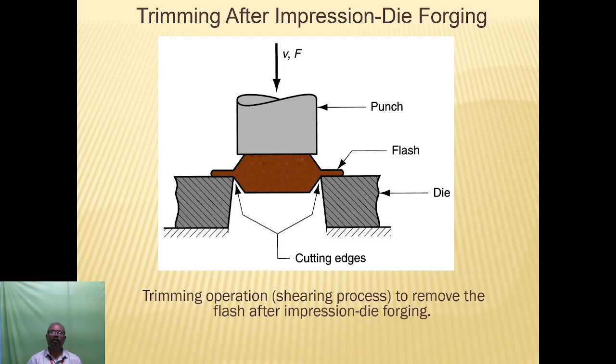Trimming after impression die forging: the figure shows the trimming operation, which is also called the shearing process. It is used to remove flashes after impression die forging. So this is the final product of the impression die forging. There is a flash we want to remove. So we have the cutting edges in the dies. We get the workpiece on these dies. We use the punch to give the force on the workpiece. The flash will be removed.